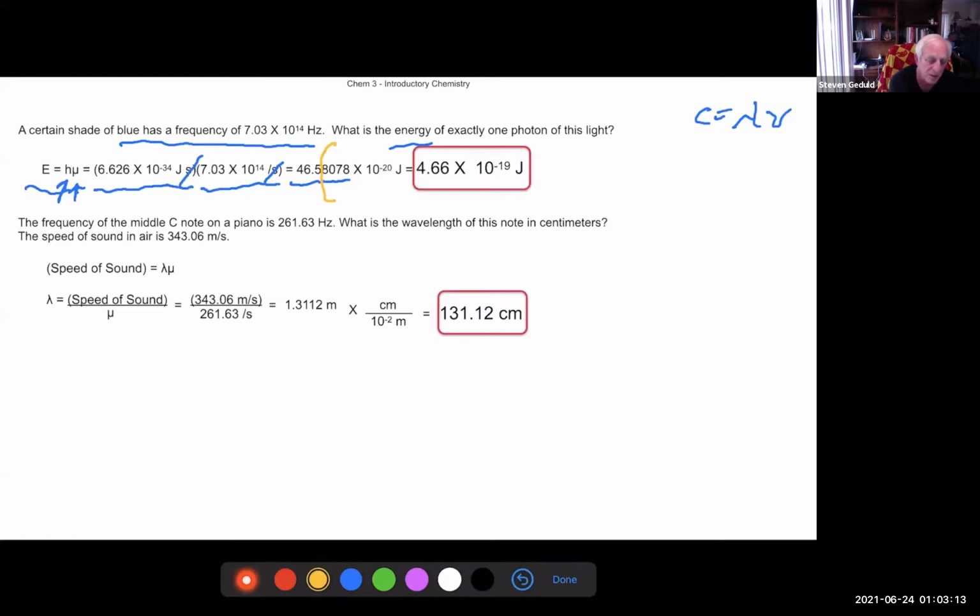And we move the decimal point to make the number between 1 and 10. Okay. So we move the decimal point to make it 4.66. So I've made the number smaller, so I make my exponent bigger. I made my number smaller by 1. I move the decimal point 1 place. So I make the exponent bigger by 1. So it becomes 10 to the minus 19. So your answer is 4.66 times 10 to the minus 19 joules.